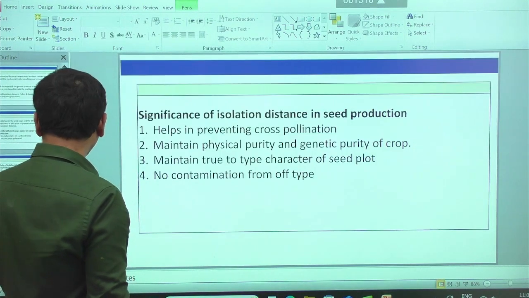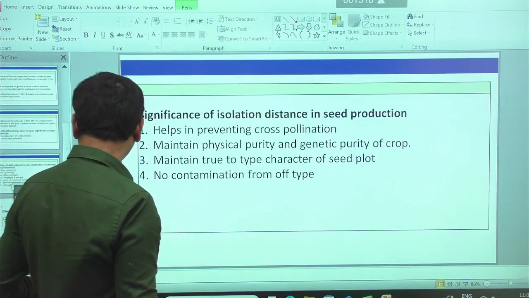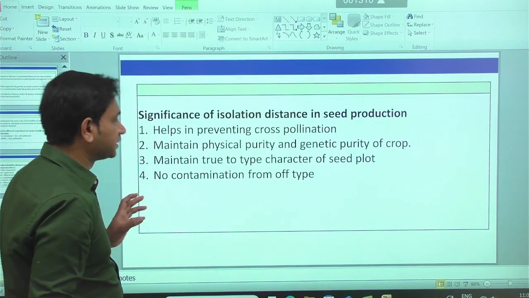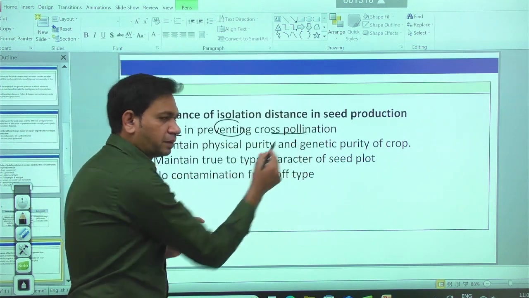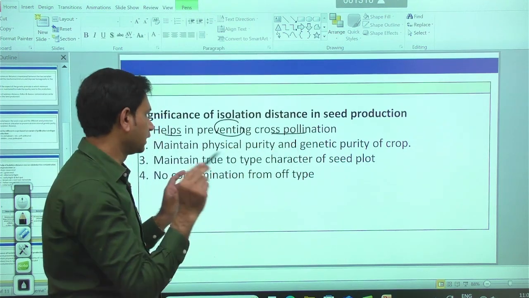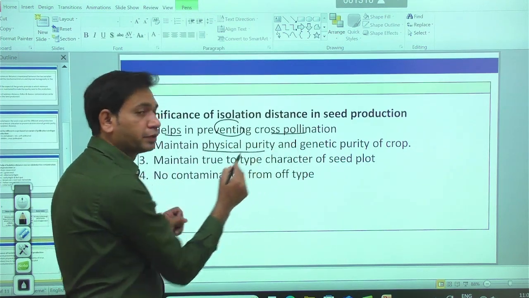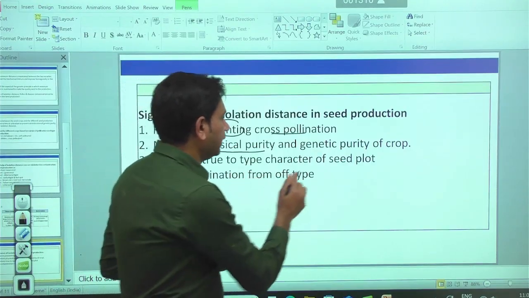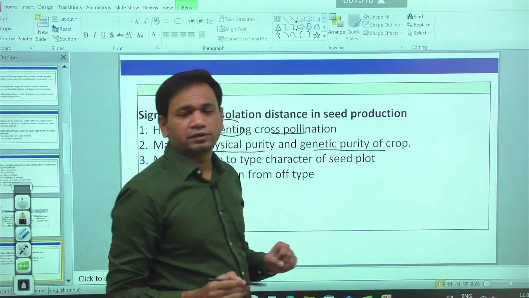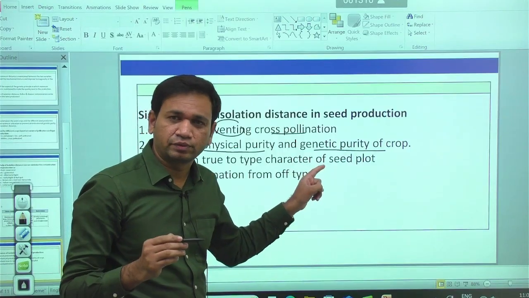So here, if you follow the isolation distance, there are some significances. One is that it helps in preventing cross pollination from one variety to another variety. Then maintaining the physical purity. Physical purity means the physical composition of the seed lot, and it can enhance the genetic purity of the crop.